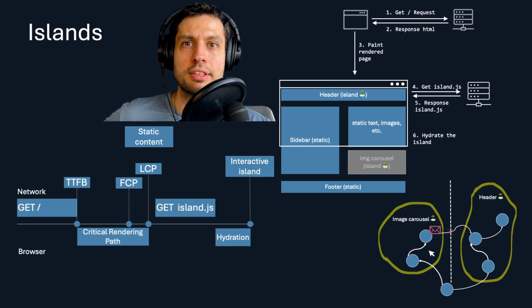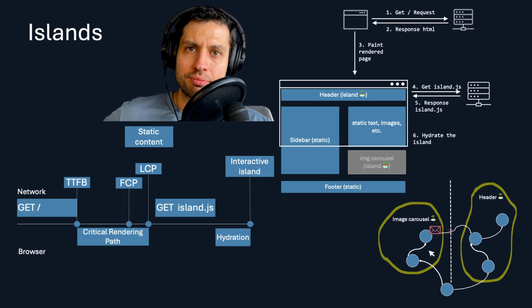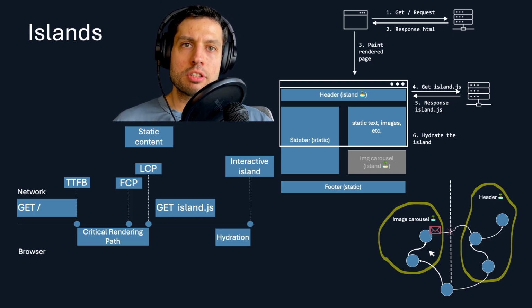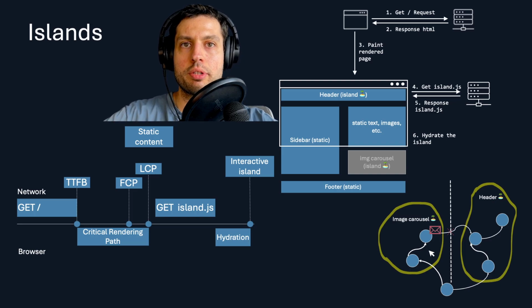I can guarantee you that. So what is the flow here? Let's look at it in more detail. First, we make a request, we get the HTML, and here we have the statically rendered HTML. And then, as we need to interact with an island, we get the JavaScript for it in order to hydrate it.